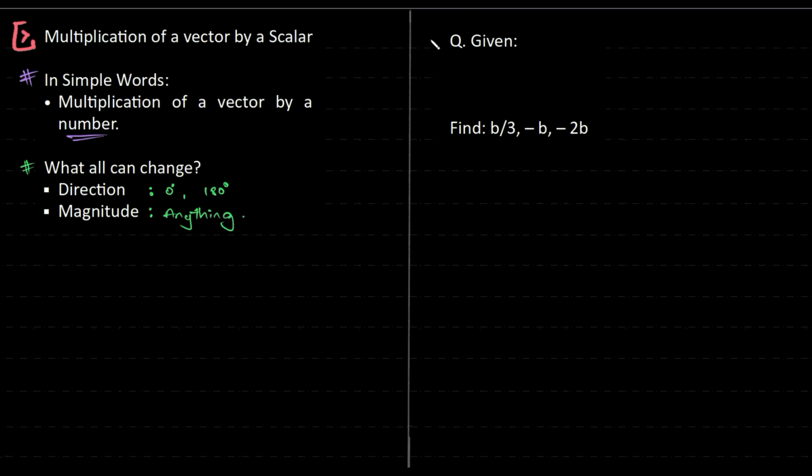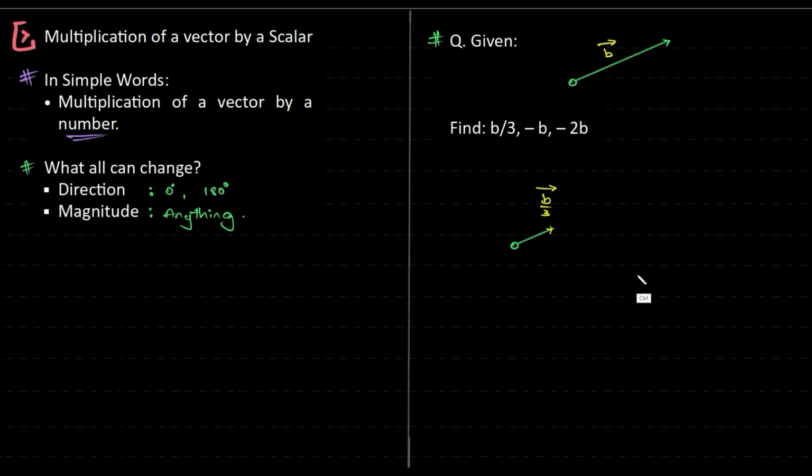Okay, so let's take up an example. Given we have a particular vector whose, say, length is this, right? Now, if I copy this and paste it, say we call this vector B. So now 1/3 of the vector. So this is B by 3. This is a vector whose length is 1/3.